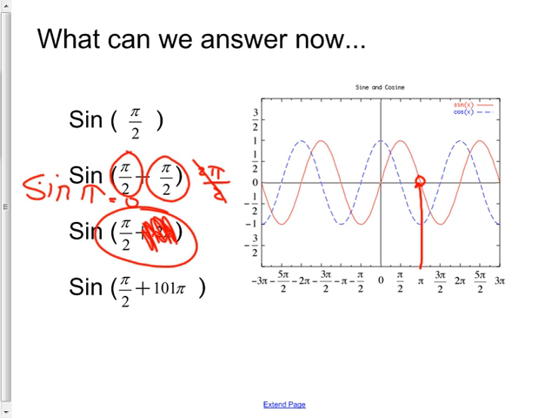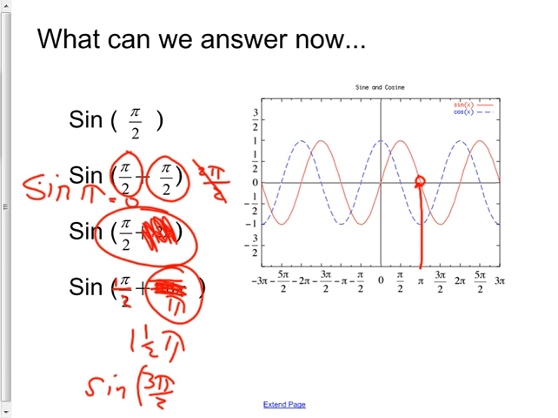Okay. And what if I add 101 pi's? Is that irrelevant? All the 2 pi's won't matter, but there'll be a leftover pi, right? So this is like adding 1 pi. And now I'd say half of a pi plus 1 pi makes 1.5 pi's. But we wouldn't write it that way. What would we say? 3 pi over 2. That's the same as 1.5 pi, right? So it's really asking you sine of 3 pi over 2.